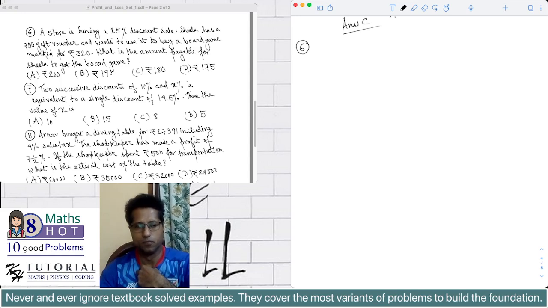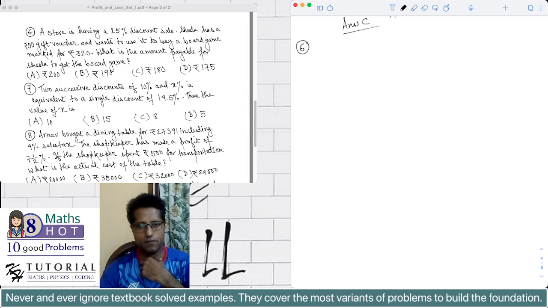Sheila has a rupees 50 gift voucher, which means that whatever the selling price of the board game is, that selling price minus rupees 50 is what Sheila has to pay. That is, the amount payable will be the final selling price of the board game minus 50, because Sheila has a rupees 50 gift voucher.